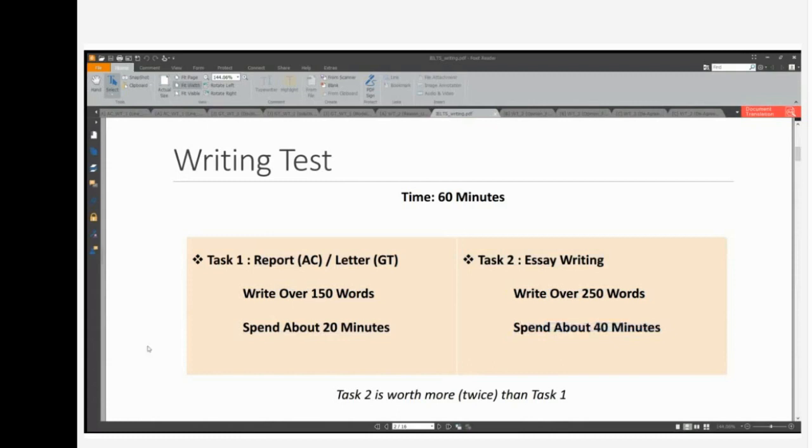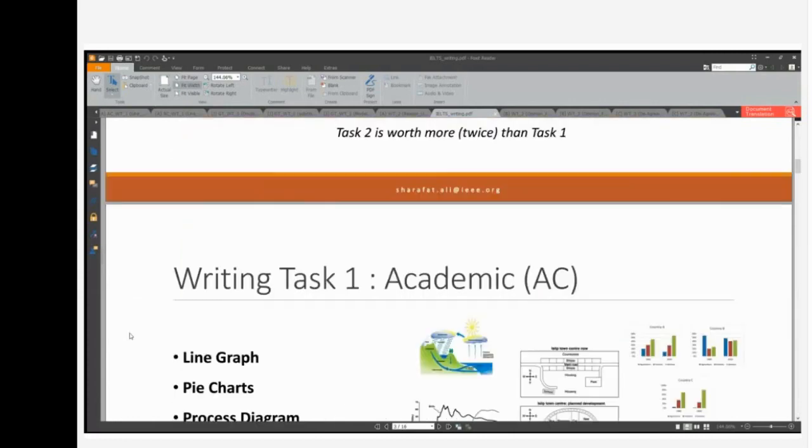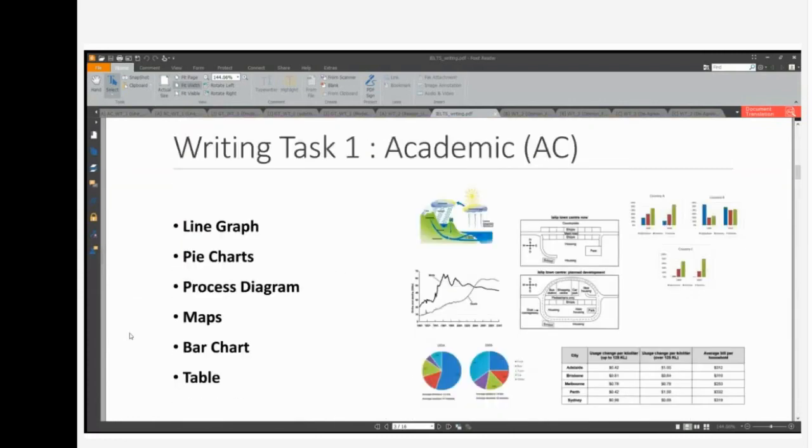Okay, so in case of writing task 1, you will usually find a graph or a picture or map or diagram or a chart or a table, something like that, to write a report. These are some examples of that. You might find a line graph or maybe a pie chart or a diagram that describes the process, or maybe maps. It can be a bar chart or pie chart. It can be tables also, or it can be a combination of any of these.